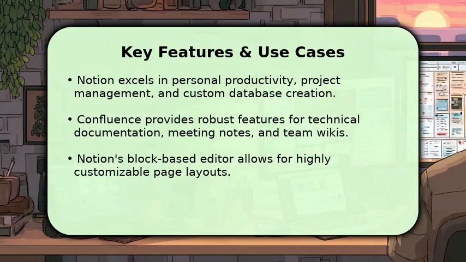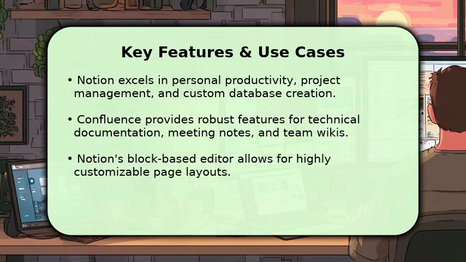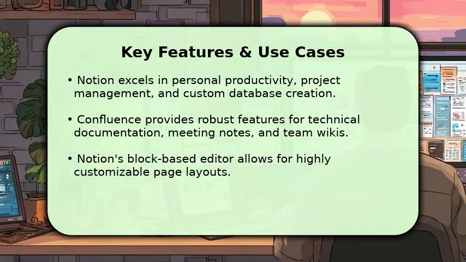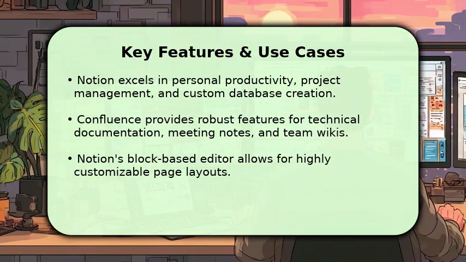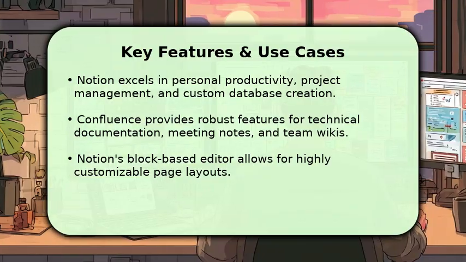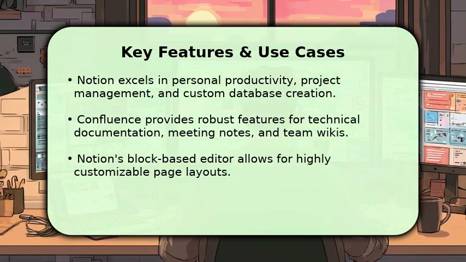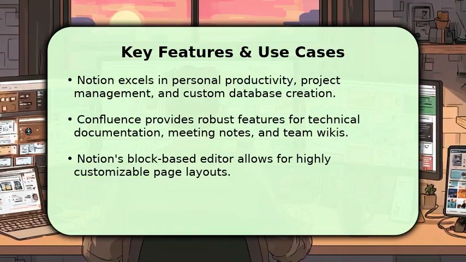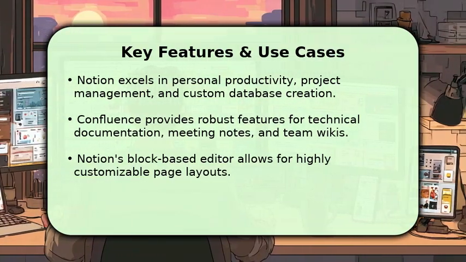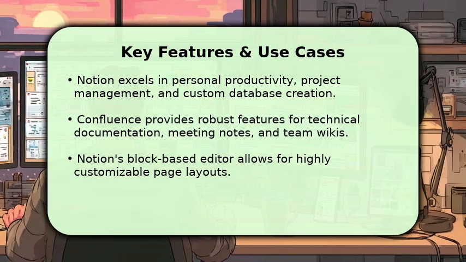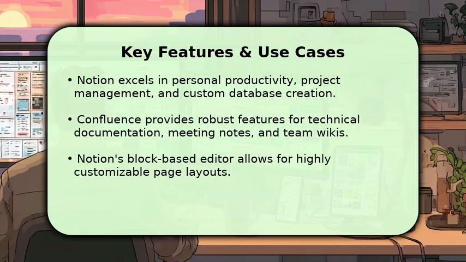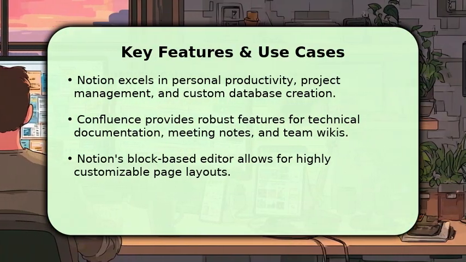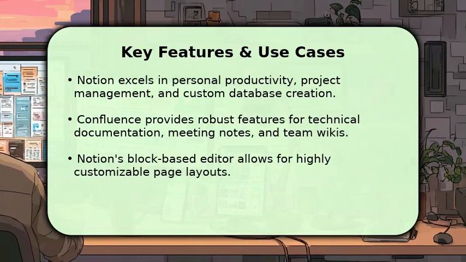Notion truly shines with its block-based editor, allowing for unparalleled customization in creating dynamic pages, databases, and project boards. It's perfect for personal productivity and agile project management. Confluence, however, offers powerful features for structured documentation, like meeting notes, technical specifications, and comprehensive team wikis. Its deep integration with other Atlassian products, such as Jira, makes it a go-to for development teams and large-scale knowledge bases. Both offer unique strengths for different use cases.